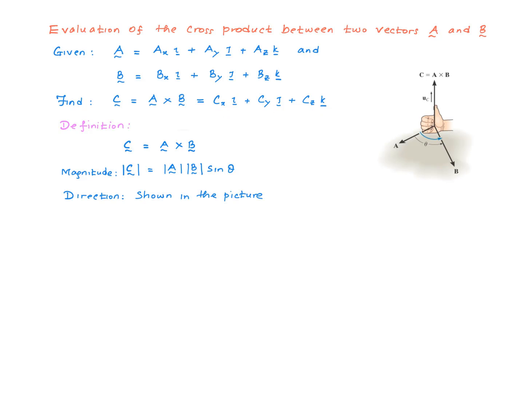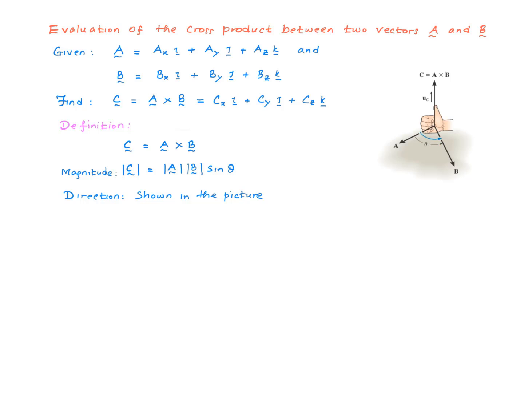The question is, can we directly utilize the definition to find the cross product between the two vectors A and B? The answer is, in principle it's possible, but in practice it's difficult. Why? Because number one, we don't know this angle theta, right? All we know are these two vectors in their component form, like over here, right? But we don't know this angle, so we're going to have to first find that angle.